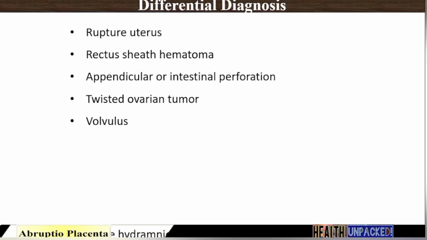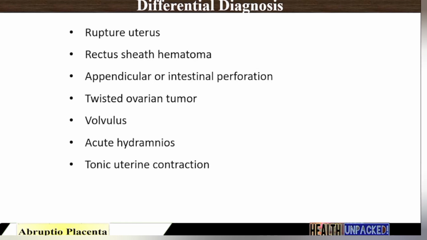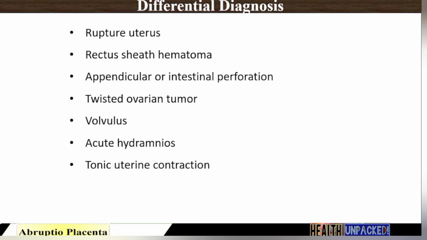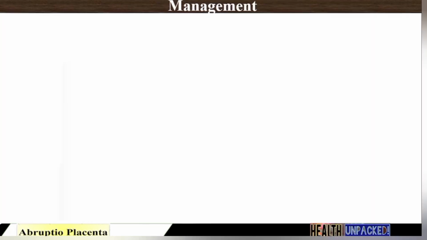Okay, differential diagnosis: rupture of uterus, rectus sheath hematoma, appendicular or intestinal perforation, twisted ovarian tumor, volvulus, acute hydramnios, and tonic uterine contraction are some differential diagnoses. So read a lot about these things to differentiate from abruptio placenta.